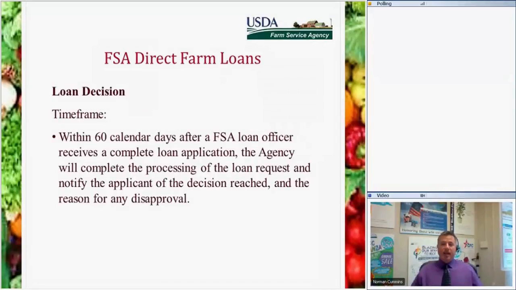So let's say you turn in an application. You're going to have 60 calendar days after the FSA loan officer receives a complete loan application. Complete is everything that they've requested is turned in. On average, microloans are going between 25, 30 days to approval. Farm ownerships might take a little bit longer because there's a lot more of a process, and you end up dealing with the closing, attorneys, and stuff like that. If you get disapproved, we'll let you know. And usually, we like to sit and talk to you about what you'll need to do so later on you can get approved.